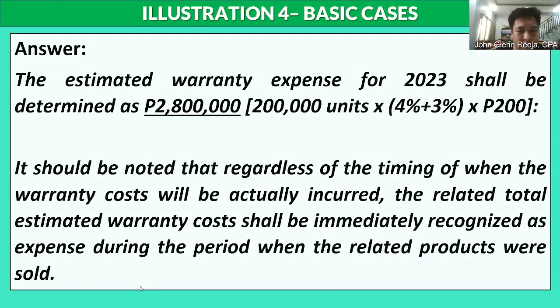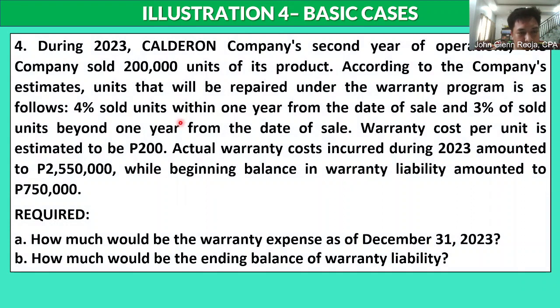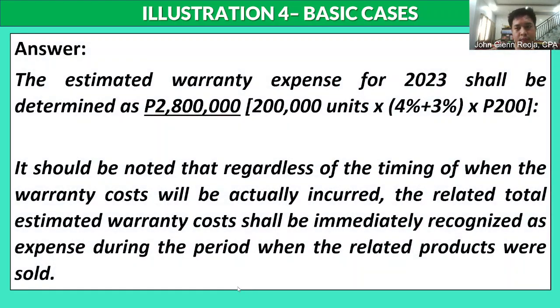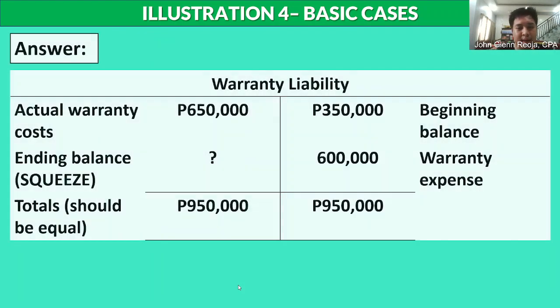Sir, they will pay the 3% only in the second year. Yes, but we recognize the provision during the date of sale. So, how much will be the ending balance? That is 350,000 plus 600,000 warranty expense minus 650,000.